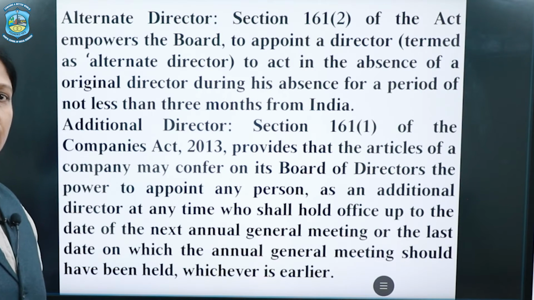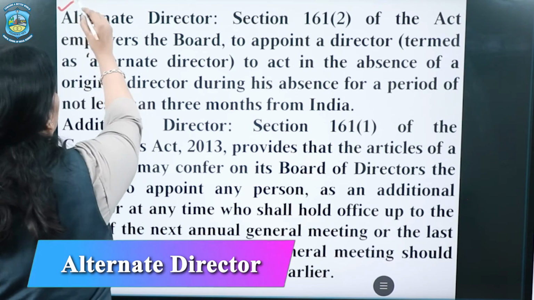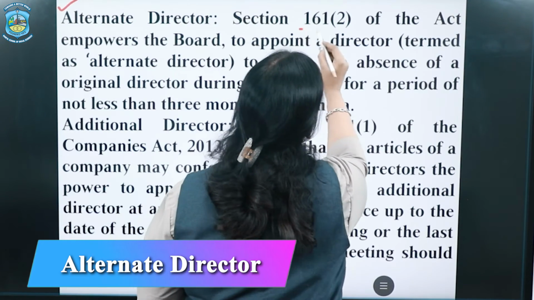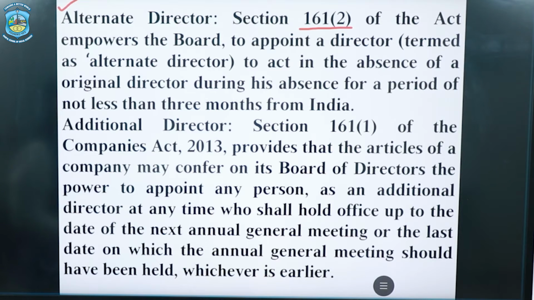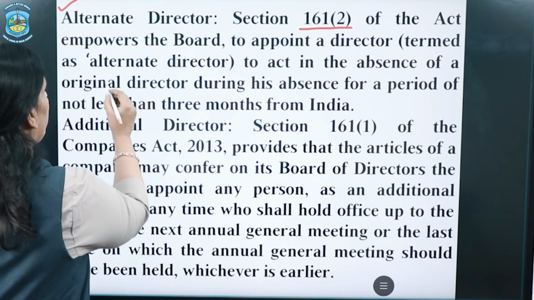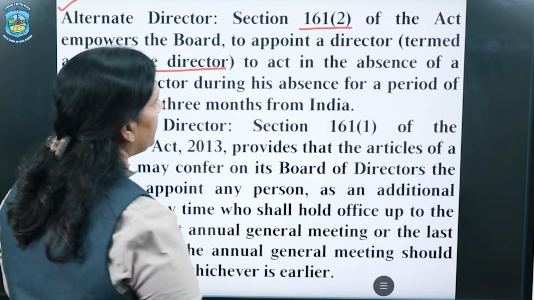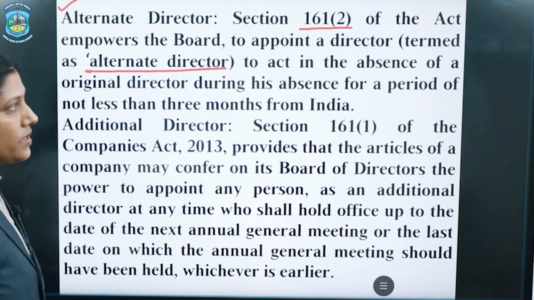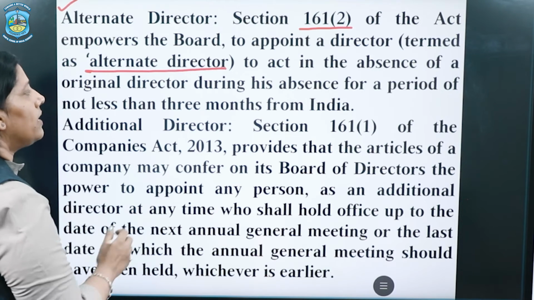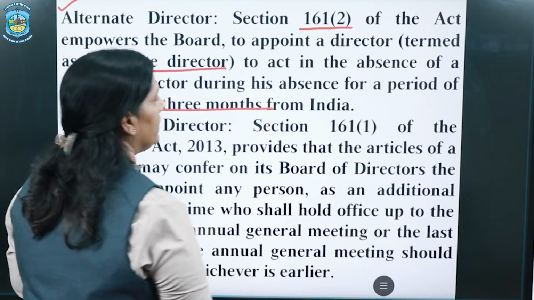The next category is alternate director. As per section 161 subsection 2 of the Companies Act 2013, the board has the power to appoint a director to be known as alternate director, to act in place of an original director during his absence for a period of not less than 3 months from India.